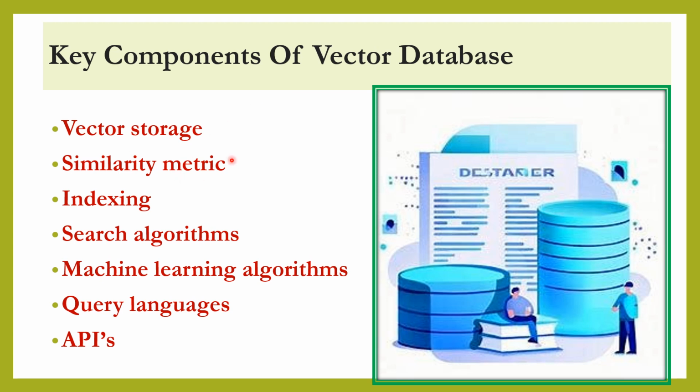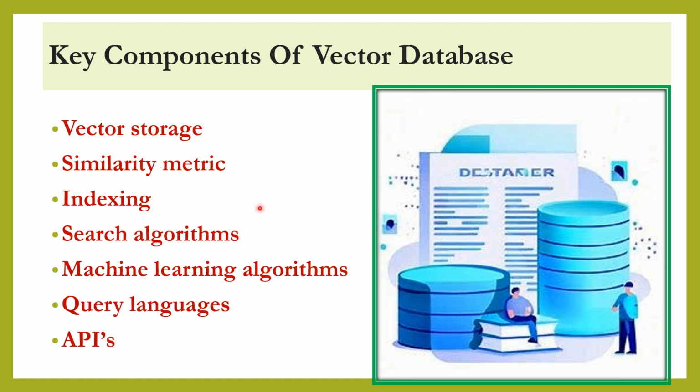Then comes the similarity metric. The vector database uses a similarity metric to compare the similarity between vectors. Popular similarity metrics include cosine similarity, Euclidean distance, and Jaccard similarity. Third comes indexing. These vector databases often use indexing techniques to speed up search and retrieval operations. This indexing allows the database to quickly locate and retrieve the vectors that are most similar to a query.